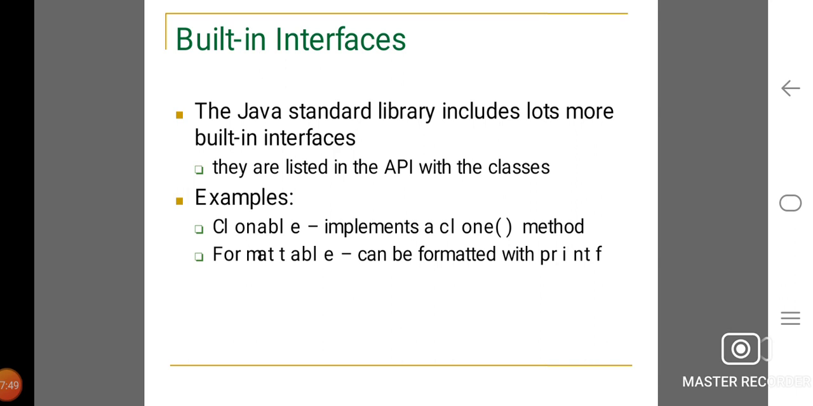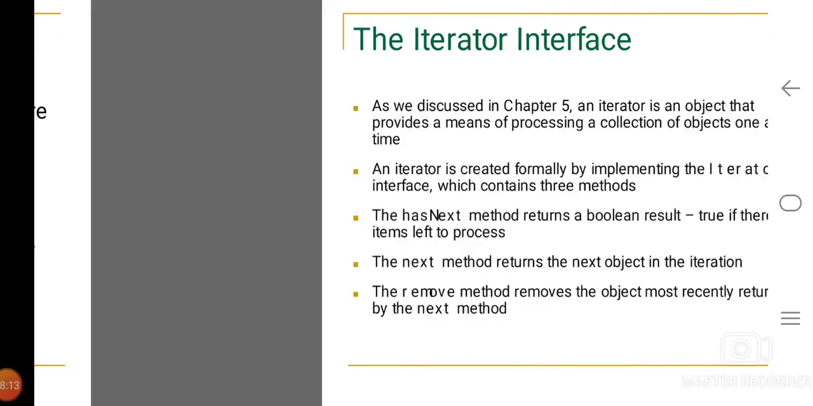Built-in interfaces. The Java standard library includes lots more built-in interfaces. They are listed in the API, that is, the application programming interface, with the respective classes. For example, Cloneable implements the clone method. And the next one is Formattable, which can be formatted with a printf statement.